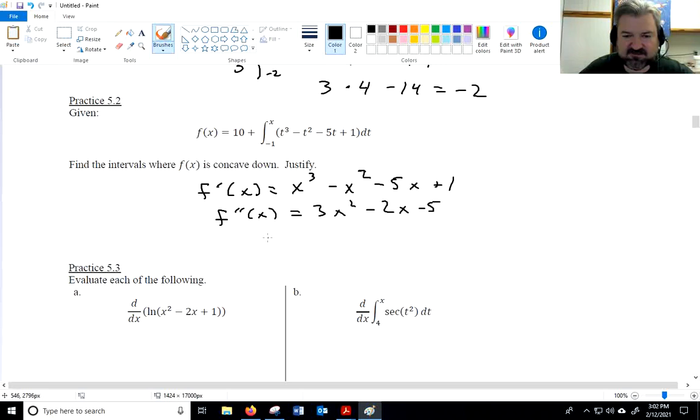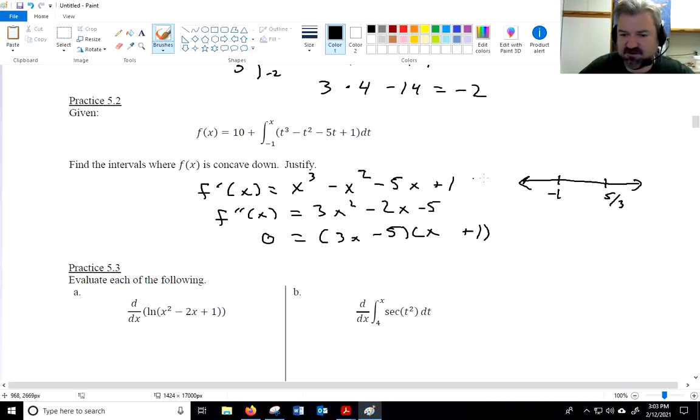And this I set equal to 0, and I can actually factor this one, it looks like. So we're going to say 3x, we'll say minus 5x and plus 1. So that would give me a plus 3x minus 5x, so it's a negative 2x. So on a number line, the zeros of this are at negative 1 and positive 5/3.